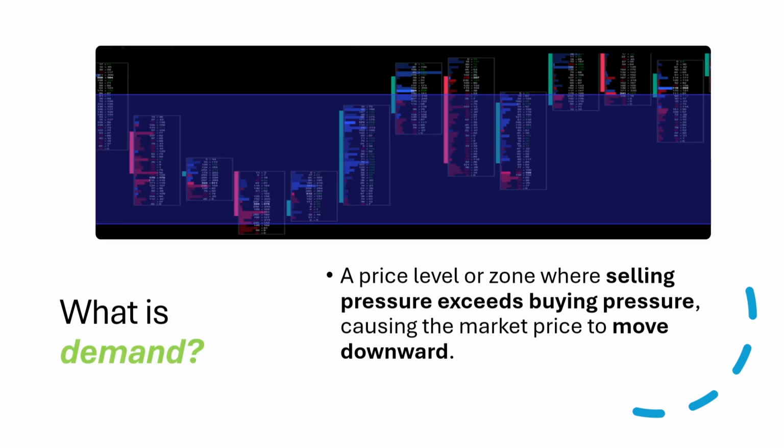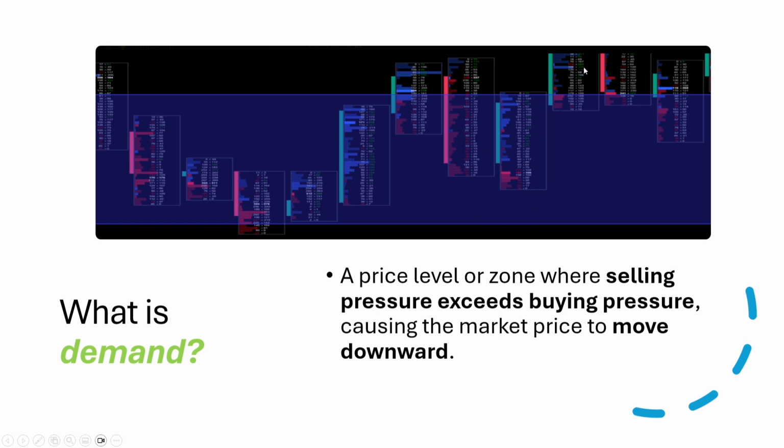Now, vice versa, if we flip the script, if we look at what a demand area is, right? When price, I've got the wrong definition here, but when the buying pressure exceeds the selling pressure, the market will move up. And so mind the definition here, that's wrong. But a demand zone is when you see a lot of these aggressive sell orders and breaks higher.